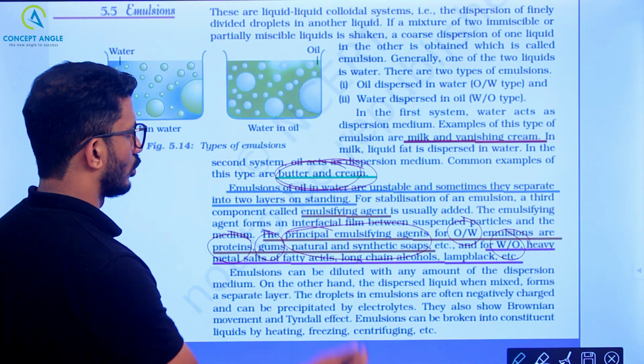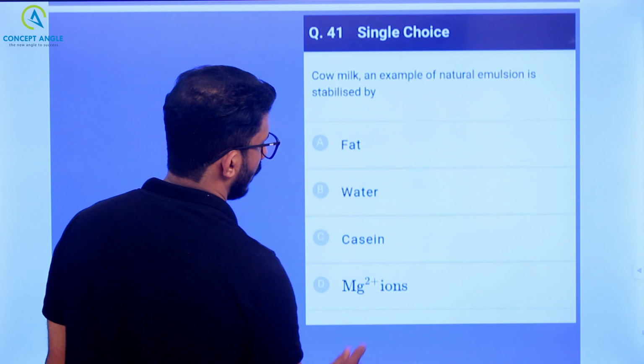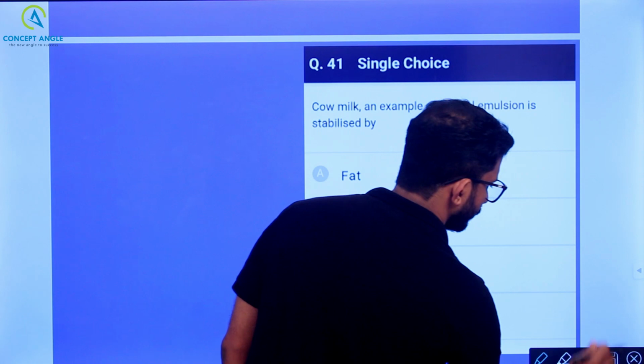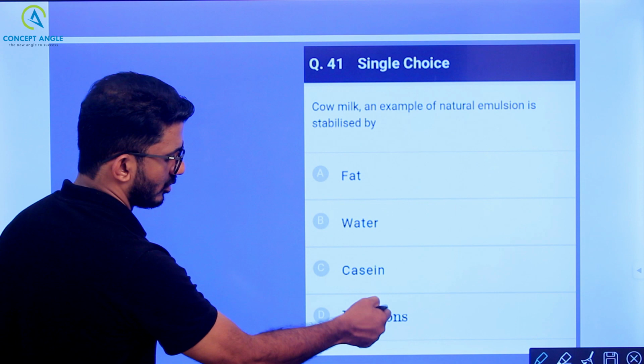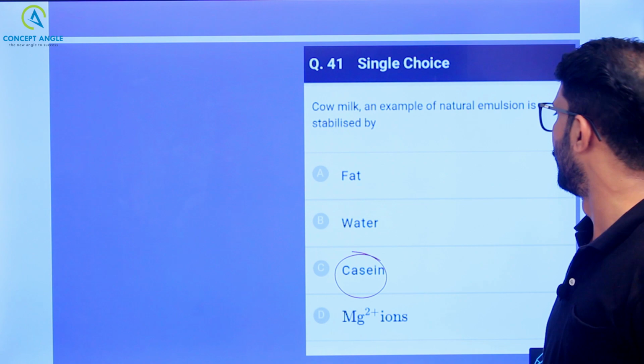Which is a protein in our options? Protein is used as an emulsifying agent. Fat? No. Water? No. Metal salts? No. Casein. Casein is a protein that is used to stabilize cow milk, an oil in water type emulsion. Casein is the answer. So this we explained.